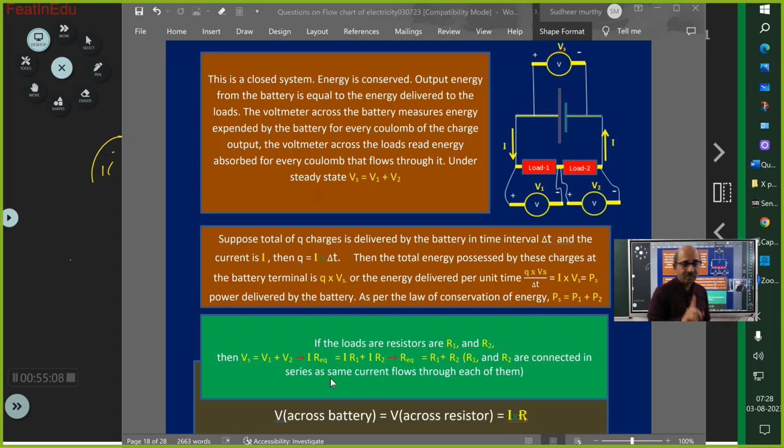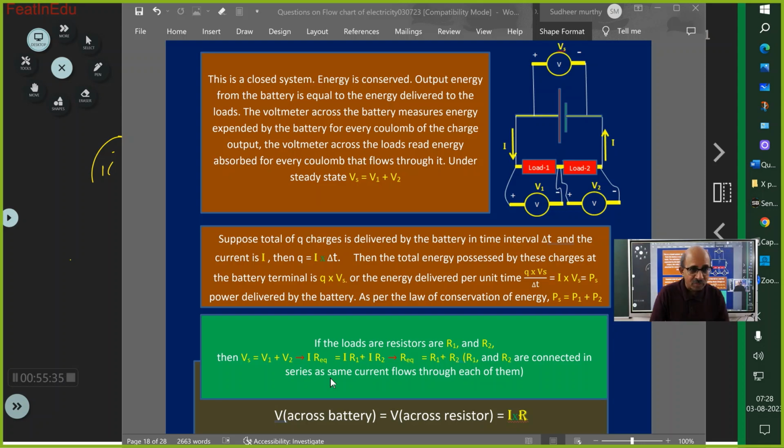But irrespective of resistor, if the same current is flowing, then the loads are in series. Got it? One part over. Now come to the next part. If the loads are resistors, again they are in series. Problem solved. Now, if they are resistors, then you can apply Ohm's law.